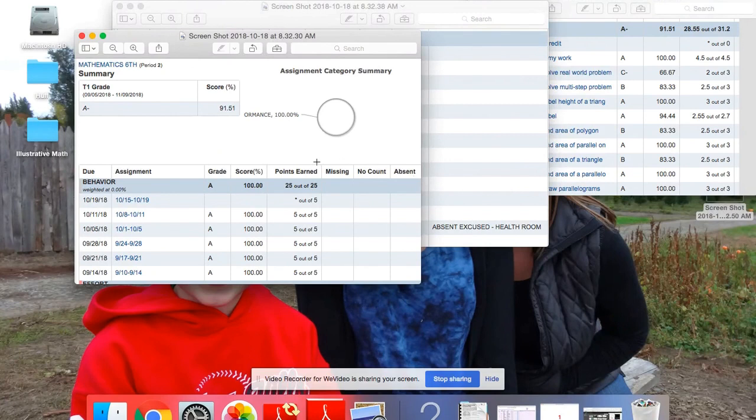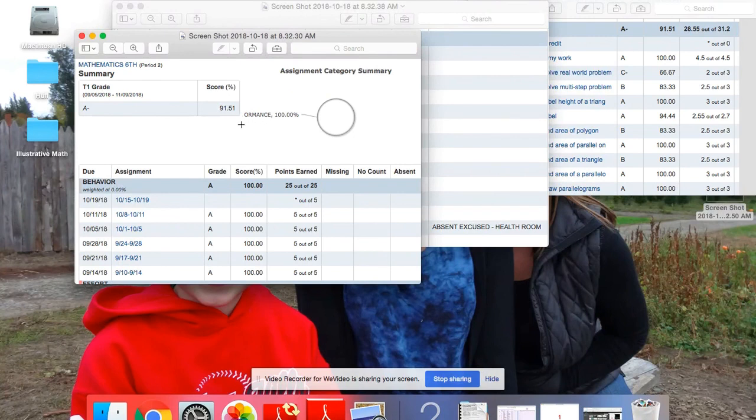But anyway, when you go into Skyward and you click Gradebook, and then in the yellow column, if you click on the math grade, it brings up a progress report. This is called a progress report. And it'll have your student's name up here. And so you can see this person's in second period. You can see the term 1 grade. You can see that term 1 is from September 5th to November 9th. And this person has an A minus, a 91 and 51/100%.